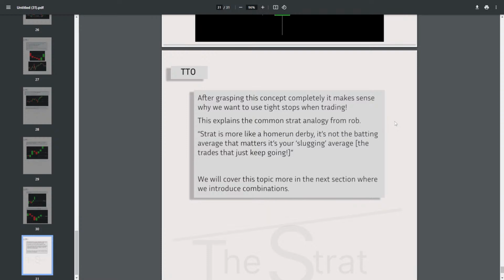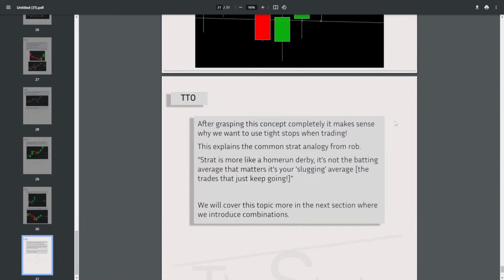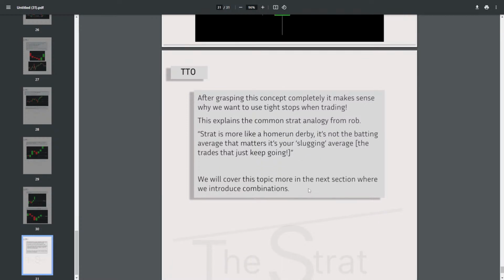to see this, because after you can grasp this concept of creating signals or confirming and triggering signals, which we'll get to next or in the next class, you'll understand why we want to use the tight stops, which we will talk about tomorrow. And this explains a common strat analogy from Rob, who created the strat. He says the strat is more like a home run derby. It's not the batting average that matters. It is your slugging average, which is the trades that just keep on going. And we'll cover this in the next section, where we're going to introduce combinations and specifically the stops, position management, and all of that stuff.